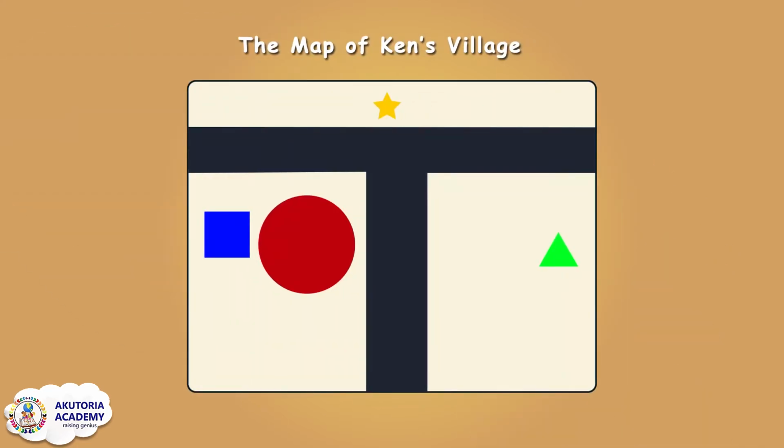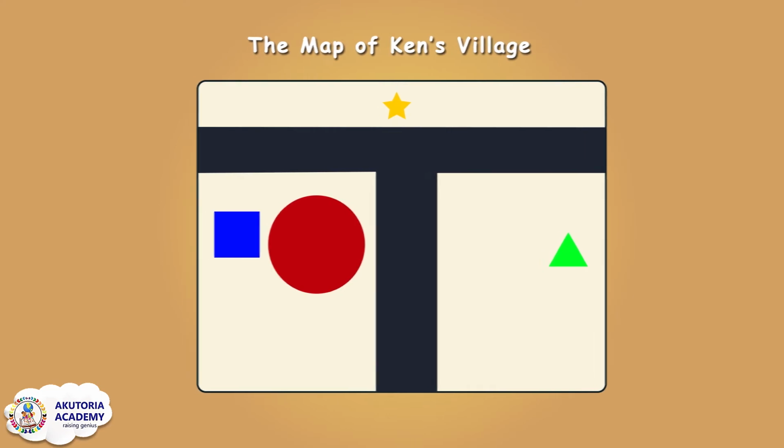Here we have Kent's village map. This map shows us the whole of Kent's village, including his house and the houses of his friends. What does the shape in the map mean? The circle, the triangle, the star, what do they mean?